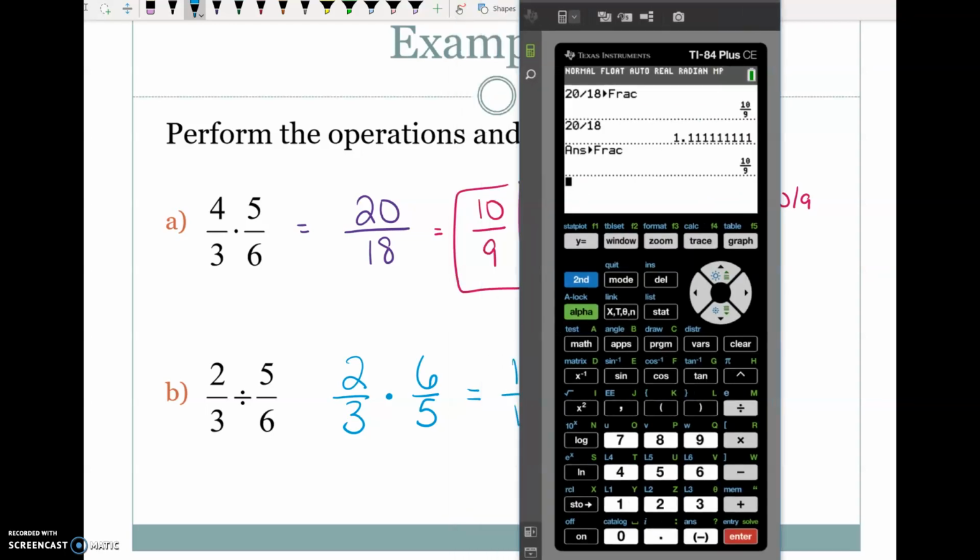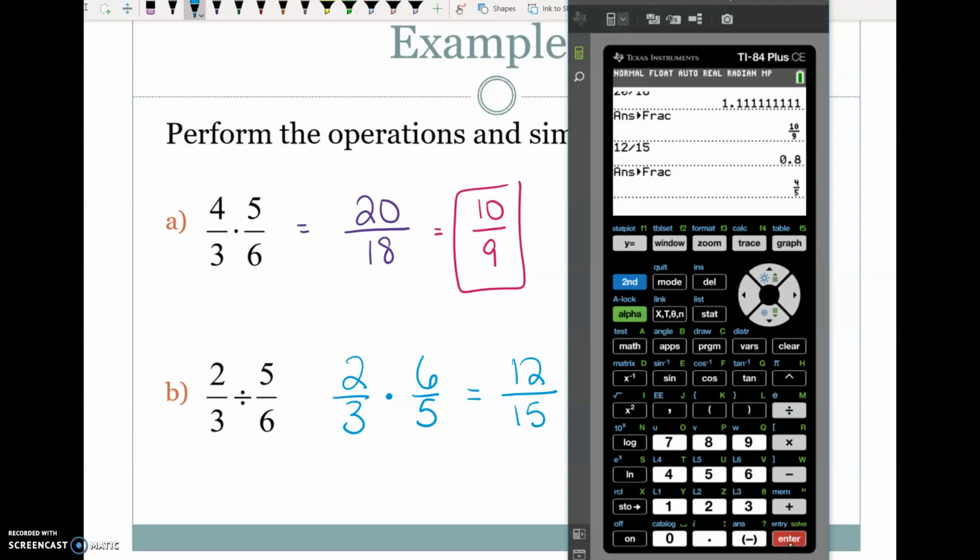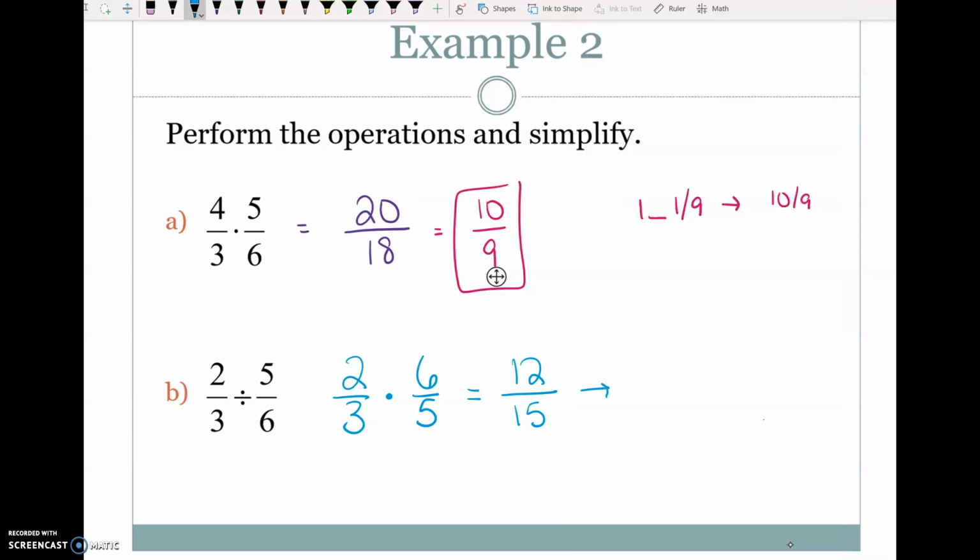Okay, I'll show you on here one more time. 12 divided by 15. I don't need to hit enter, but if you do, that's fine. Math button, enter, enter. 4/5. So this simplified is 4/5.